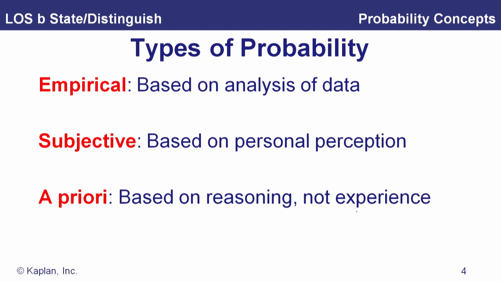An a priori probability is based on reasoning. So there's no experience there. So if someone hands you a coin and you look at it and say, well, I'll bet if I flip this, it'd come up heads half the time and tails half the time because there's only two sides, that's just based on reasoning. There's been no coin flipping, so that's an a priori probability.